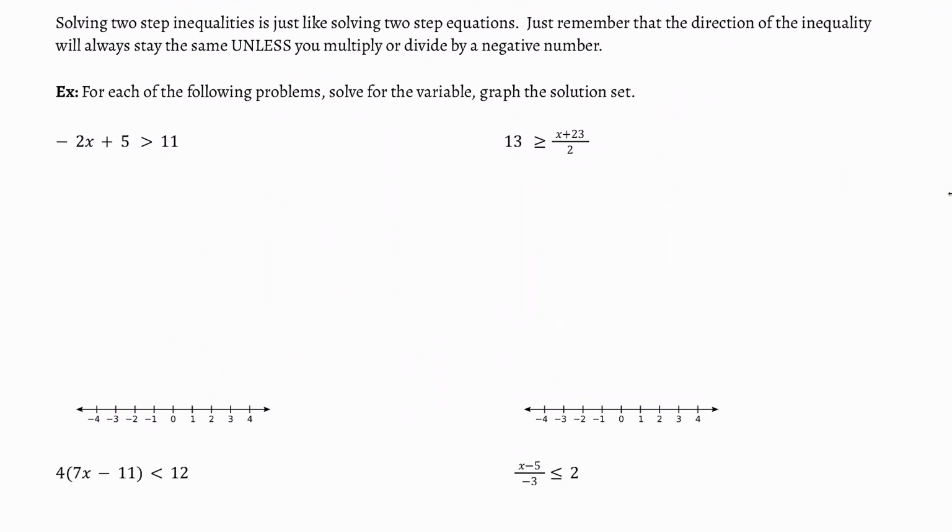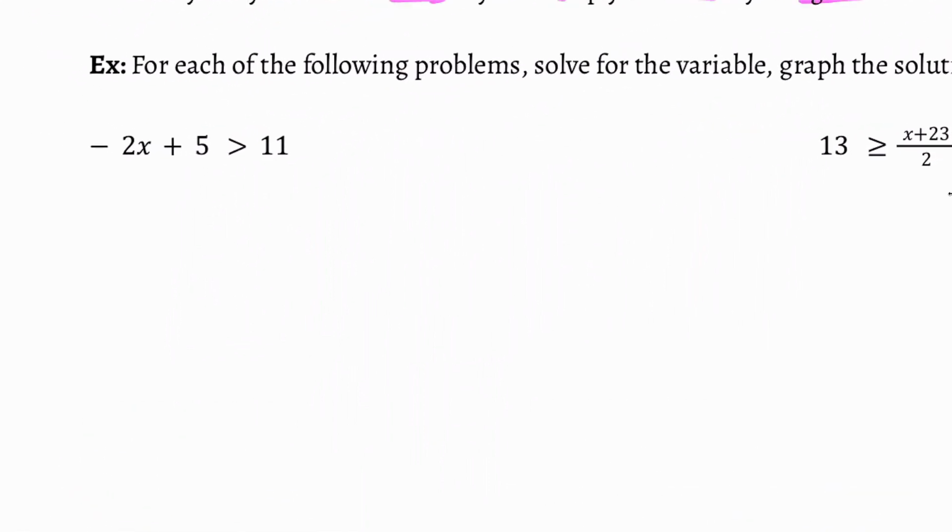So solving 2-step inequalities is just like solving 2-step equations. Just remember that the direction of the inequality will always stay the same unless you multiply or divide by a negative number. I'm going to keep highlighting that until we get that in our heads. That's so important. Okay, the only time we have to switch that sign is when we multiply or divide by a negative number. If you're adding or subtracting, you're going to leave it alone.